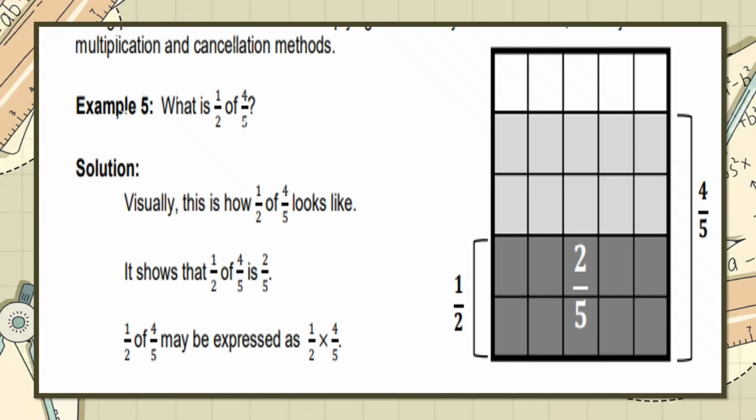So we have example 5. What is 1/2 of 4 over 5? Solution: visually, this is how 1/2 of 4 over 5 looks. It shows that 1/2 of 4 over 5 is 2/5. And 1/2 of 4 over 5 may be expressed as 1/2 multiplied by 4/5.